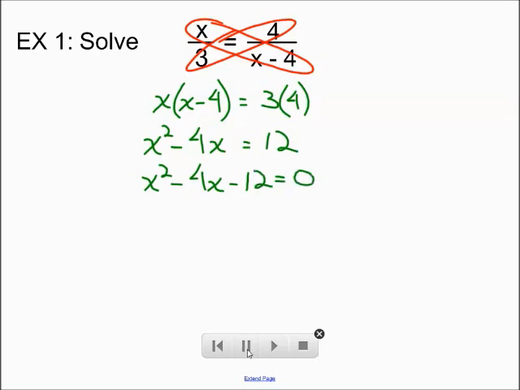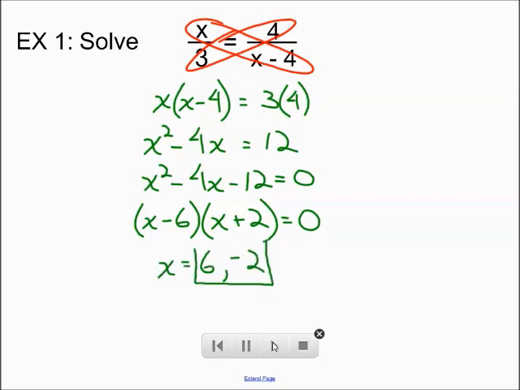Now we've got some options when we've got a quadratic equation like this. I'm going to look to factor it if I can because the lead coefficient is 1. It is factorable. Negative 6 times 2 is negative 12, and negative 6 plus 2 is negative 4. And then we can use the zero product property to solve this.